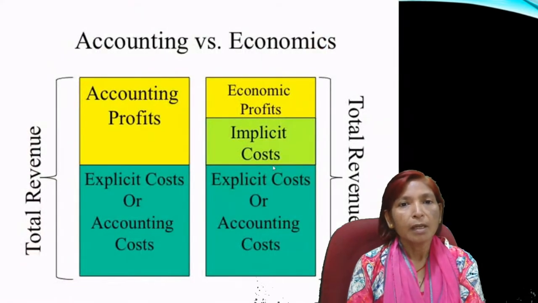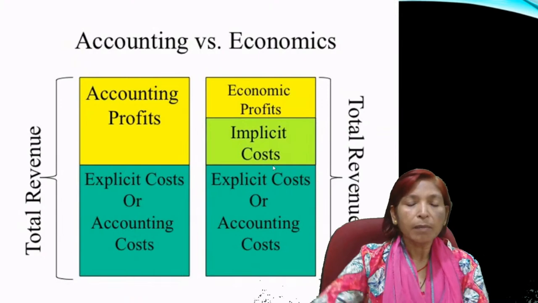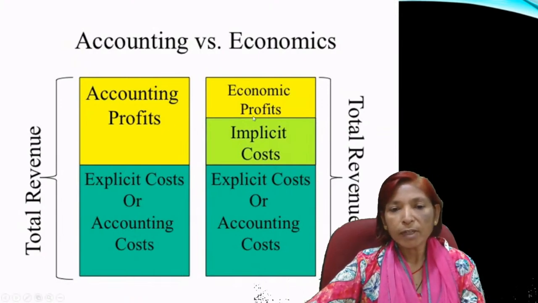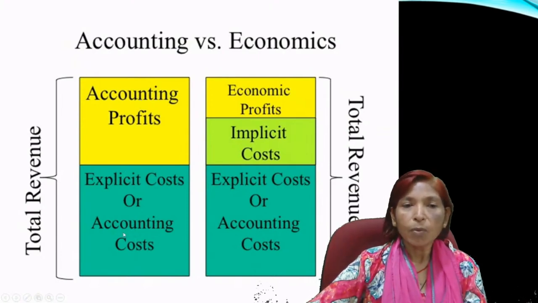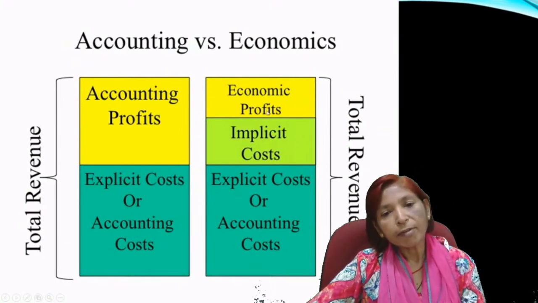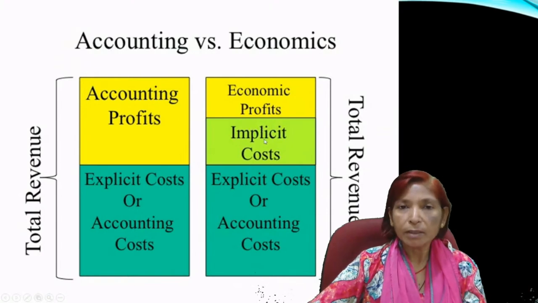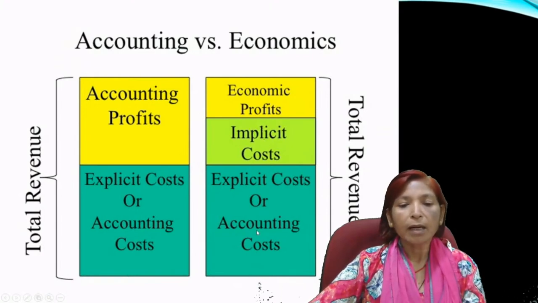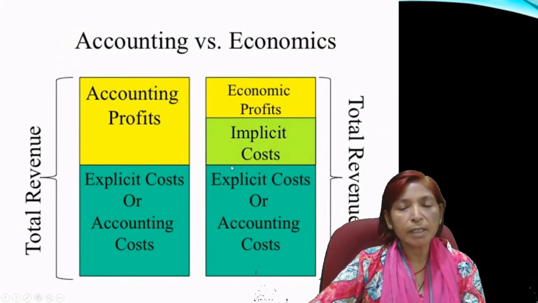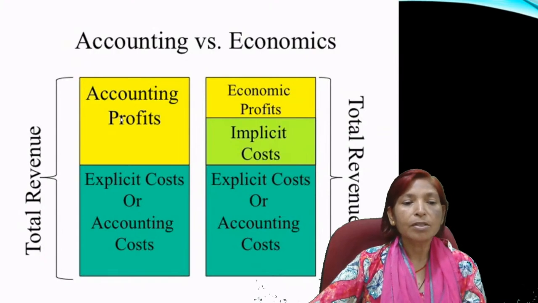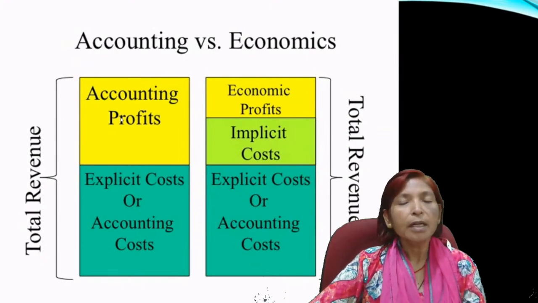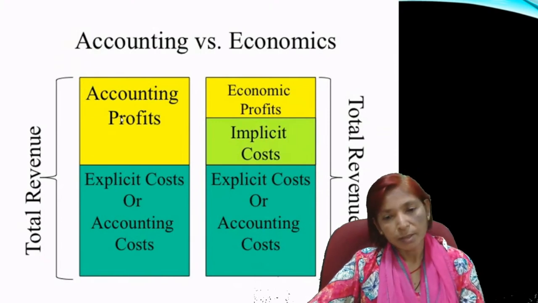Next is accounting versus economic cost, accounting profit and economic profit. Accounting profit includes only explicit cost or accounting cost, and economic profit includes implicit cost as well as explicit cost. So if we include both types of cost, explicit and implicit, then we can estimate economic profit. And accounting profit only includes explicit cost or accounting cost, not indirect or implicit cost.